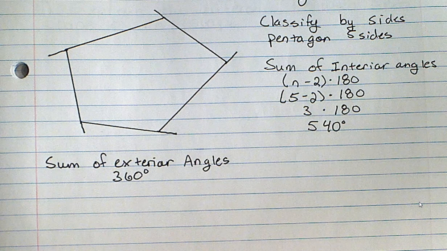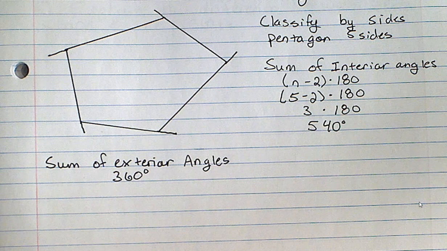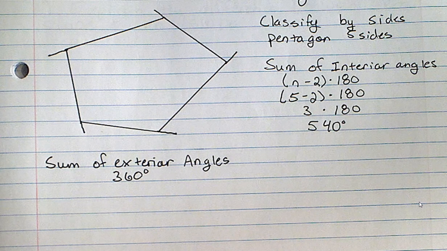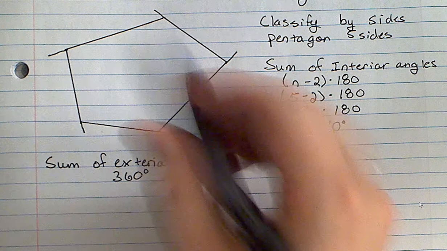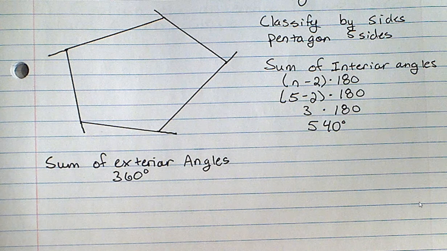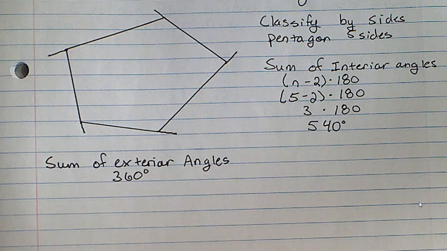Whoa. That makes sense. I get it now. So the sum of the exterior angles, no matter how many sides it has, is 360 degrees. 3, 4, 5, 6, 7, 8. No matter how many sides it has, the exterior angles always sum to be 360.